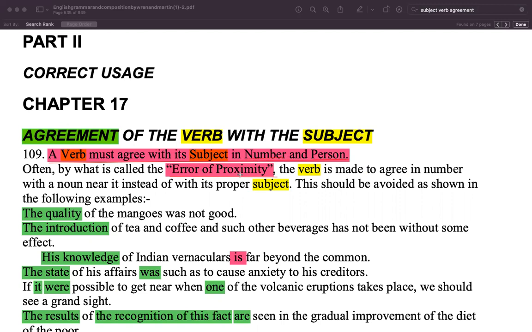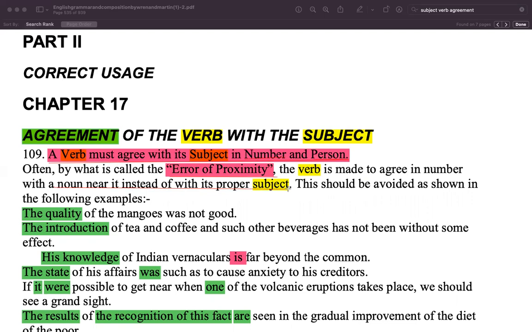Generally, we think that the subject which is nearer to the verb, on the basis of it, we take the verb as singular or plural. But that is not completely wrong. But at the same time, sometimes we also bring mistakes into it. So it is stated that the verb is made to agree in number with a noun near it instead of with its proper subject. We don't go for the proper subject of the sentence.